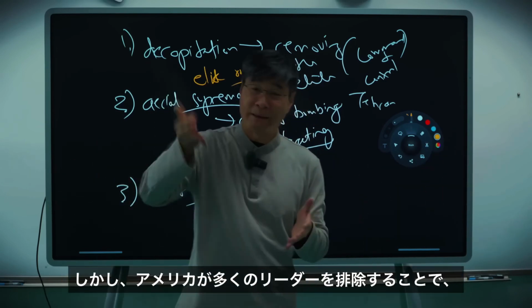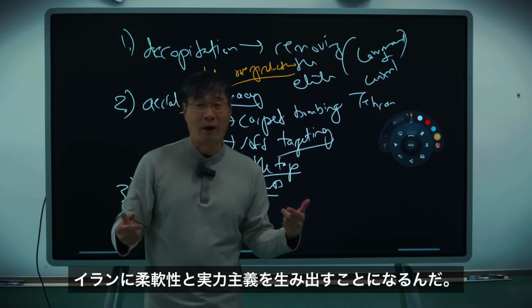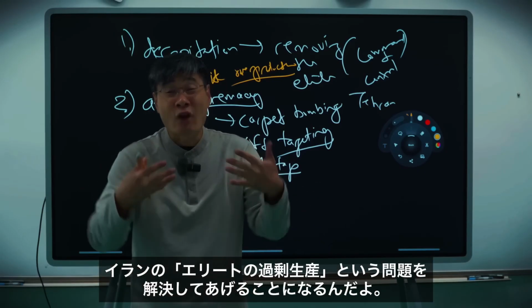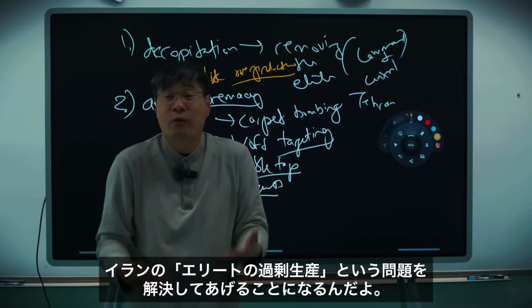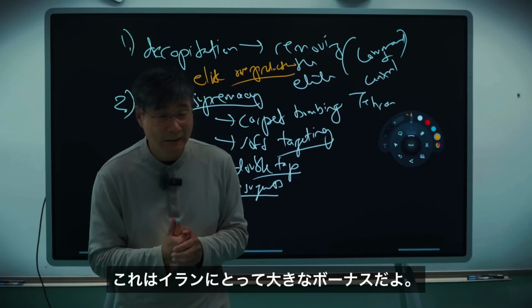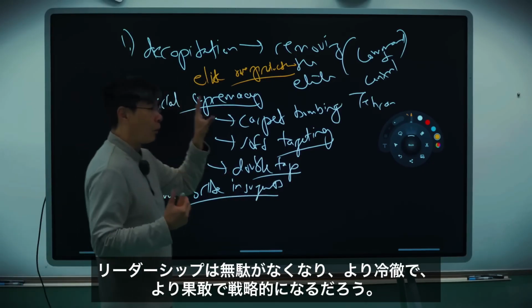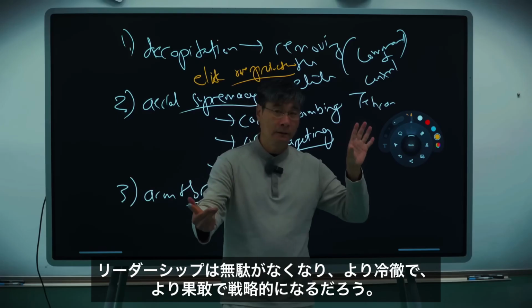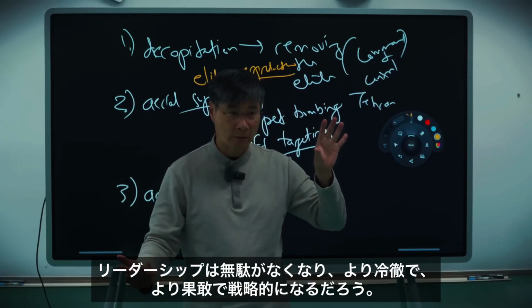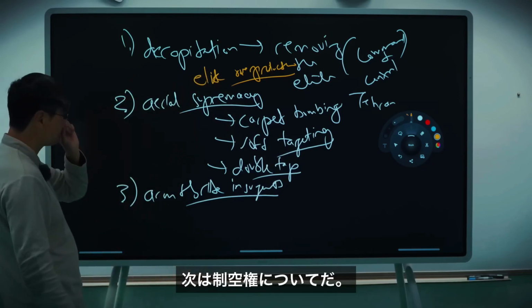But by killing so many leaders, you allow for more mobility, for more meritocracy, right? You're solving the problem of elite overproduction for the Iranians. That's a huge, huge bonus, guys, okay? So the leadership will become much more lean, much more mean, much more determined, and much more strategic, okay? That's number one. Number two, air supremacy.